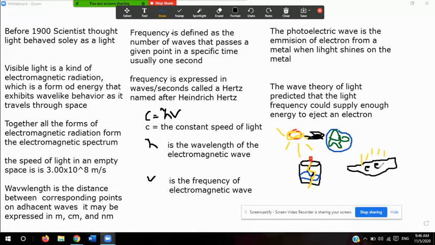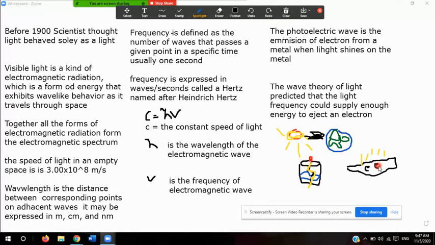And finally, that led to the development of the wave theory, where the wave theory of light predicted that the light frequency could supply enough energy to eject an electron. So basically, the photoelectric effect is the emission of electrons from metal when light shines on the metal, and that led to the wave theory of light, which predicted that the light frequency could supply enough energy to eject an electron, meaning that if light shines on an electron at a specific frequency, it can supply enough energy for electrons to be transferred.